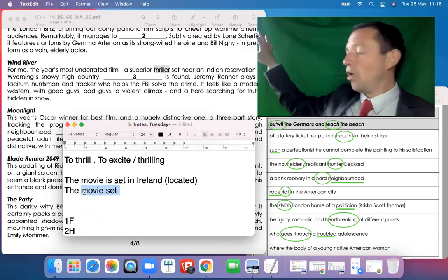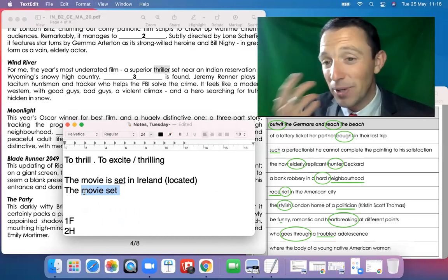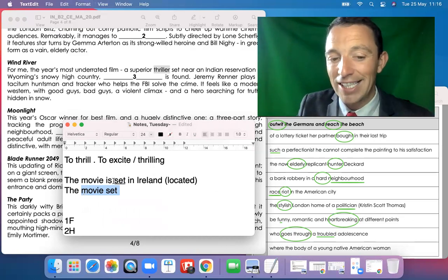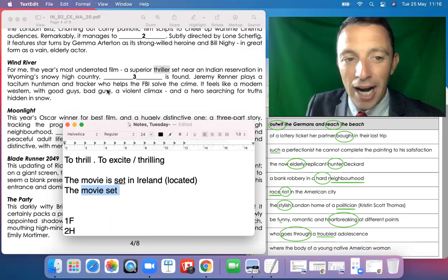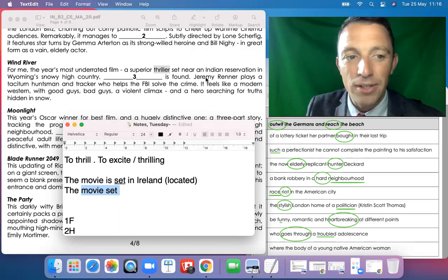It's the wall, it's the table, it's the chair, it's everything. That's the set. Okay, so in this situation, it's the substantive or the noun, but the first situation is the verb: set in Ireland. Okay. And the next vocabulary: Wyoming's snowy high country, something is found.